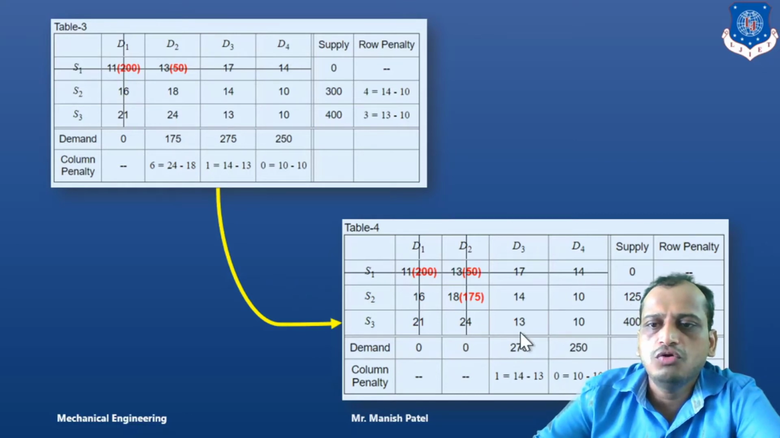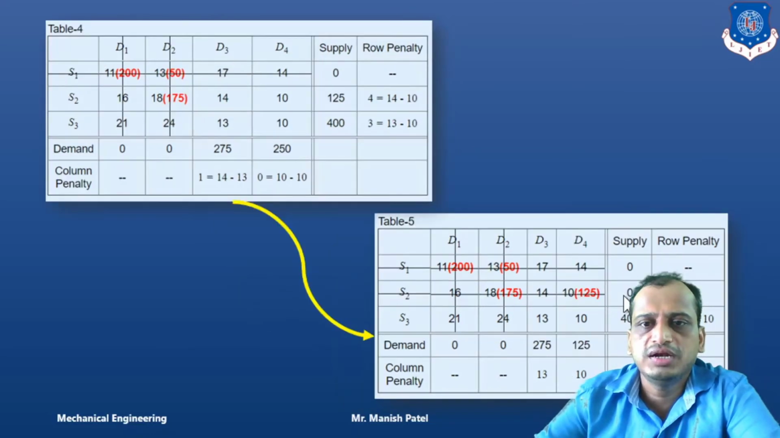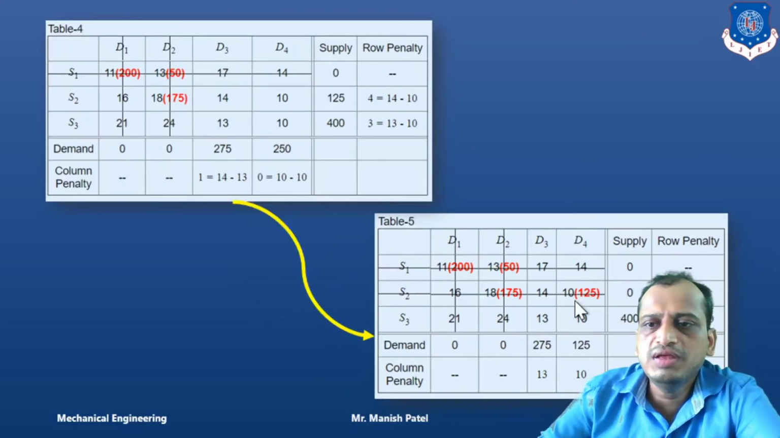125. Now out of this 2 cross 2 matrix, we have to find the row penalty and column penalty. 14 minus 10 is 4, 13 minus 10 is 3. Same here, 14 minus 13 is 1, 10 minus 10 is 0. Now if you carefully see, what is the maximum row penalty? It is the row penalty of 4 here. So 10 is the minimum cost, and we can allocate here. Out of 250 and 125, we can allocate only 125. So that is our next step. We will allocate 125 here.